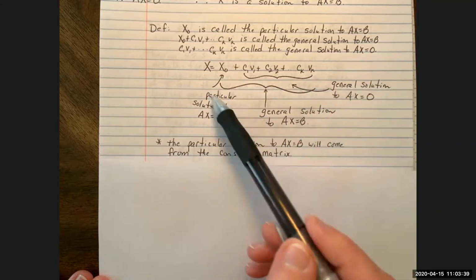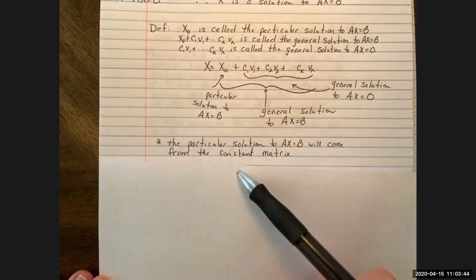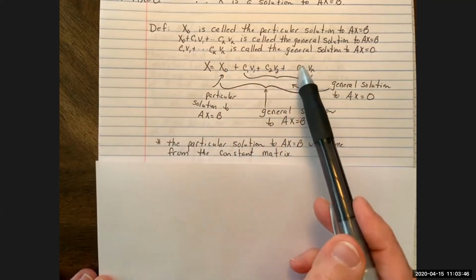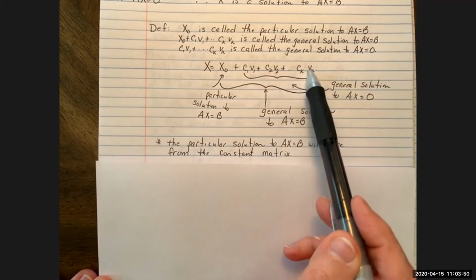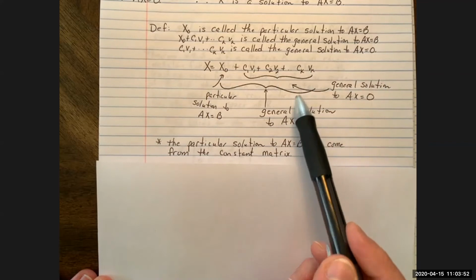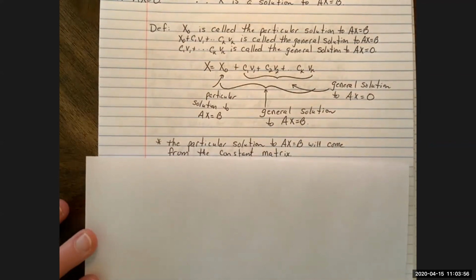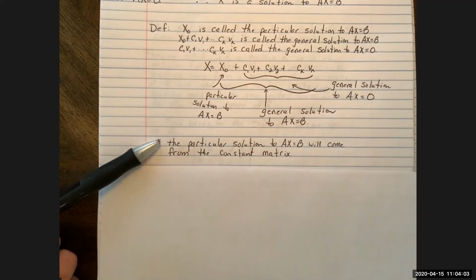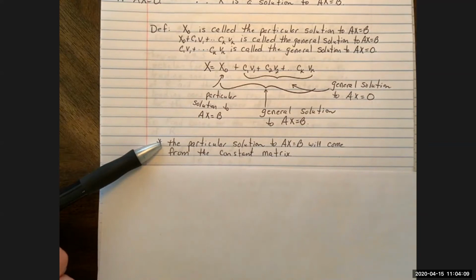And here I've diagrammed it out. I wrote out that expression. x0 is the particular solution. c1 v1 to ck vk is the general solution to Ax equals 0. And if you put those together, you get the general solution to Ax equals b. When we're looking at an actual example for this, the particular solution x0 will come from the constant matrix b in your system.